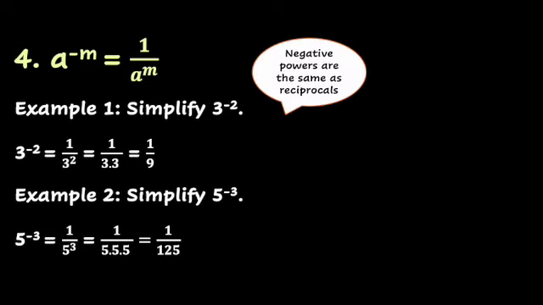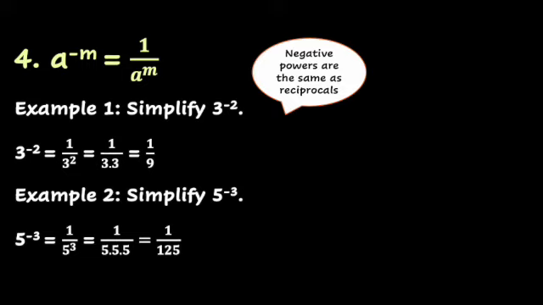In our fourth law of indices, we have negative powers are the same as reciprocals. So we have a raised to the power minus m equal to 1 upon a raised to the power m. So here you can see, using this law, we can convert negative powers to positive powers. So here on the left hand side we have a negative power, but on the right hand side we are able to convert to a positive power because we express it as a reciprocal.